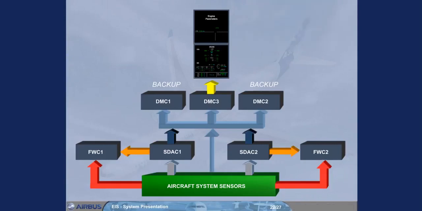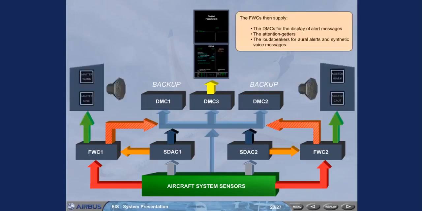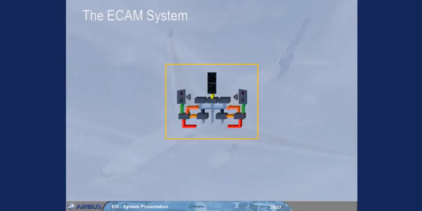The flight warning computers then supply the DMCs for the display of alert messages, the attention getters, and the loudspeakers for oral alerts and synthetic voice messages. All the components shown can be collectively called the ECAM system. We will study the use of the ECAM system in a separate module.